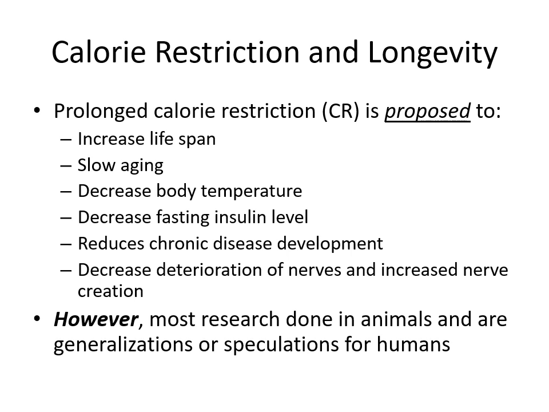Now looking at calorie restriction and longevity, prolonged calorie restriction is proposed to increase lifespan, slow aging, decrease body temperature, decrease fasting insulin levels, reduce chronic disease development, decrease the deterioration of nerves, and result in increased nerve creation. But when you actually look at this data, it's done in animals, specifically mice, and has not actually been performed in humans. Also, you're looking at about a 20% caloric restriction lifelong, which is basically being on a mild diet your entire life. So it also can be stress inducing, right? It's not a very pleasant experience.